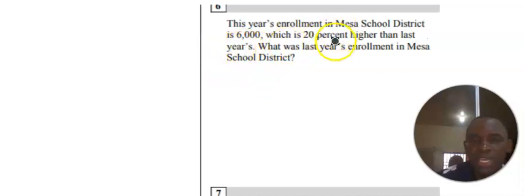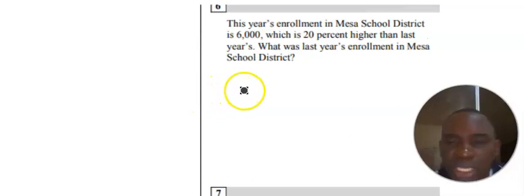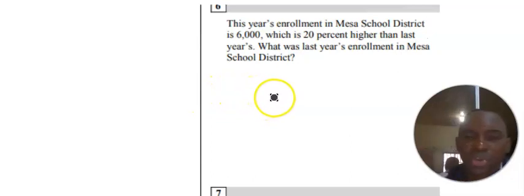You say this year enrollment in Mesa School District is 6,000, which is 20% higher than last year. What was last year enrollment in Mesa School District? Alright, so 20% more, and you know what percentage is actually? Percent. Cent is 100 cents make $1. So percent is 100. Now, if it is 20% higher, that means we are adding 20.